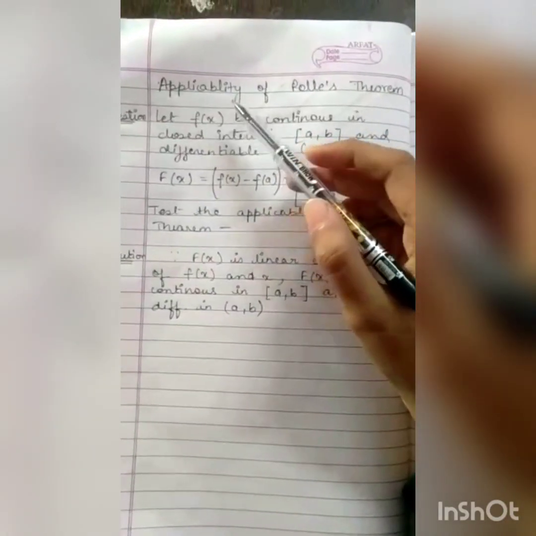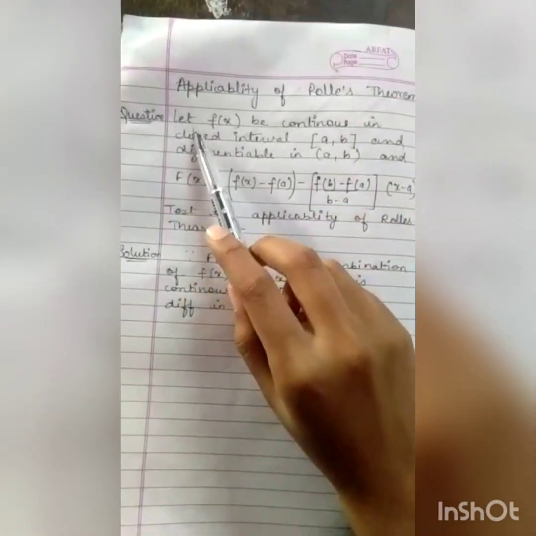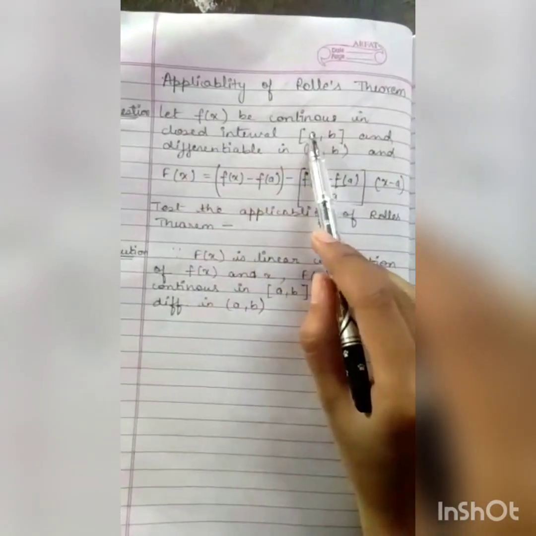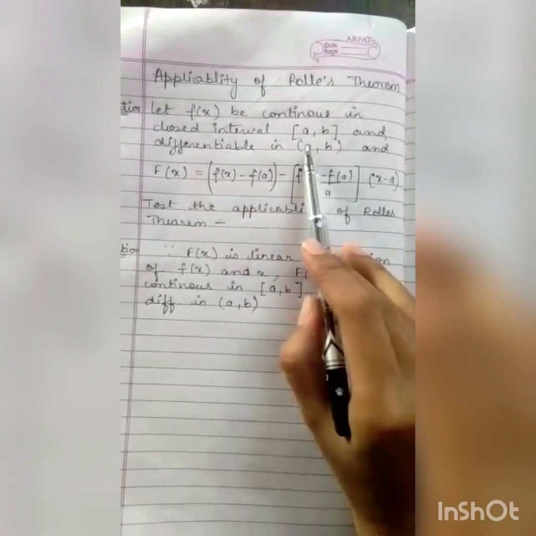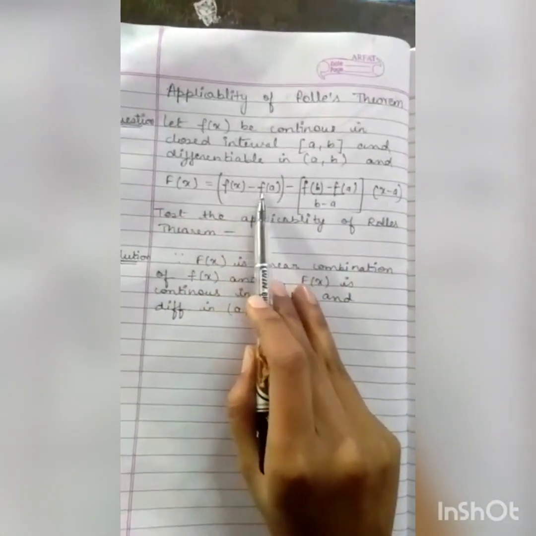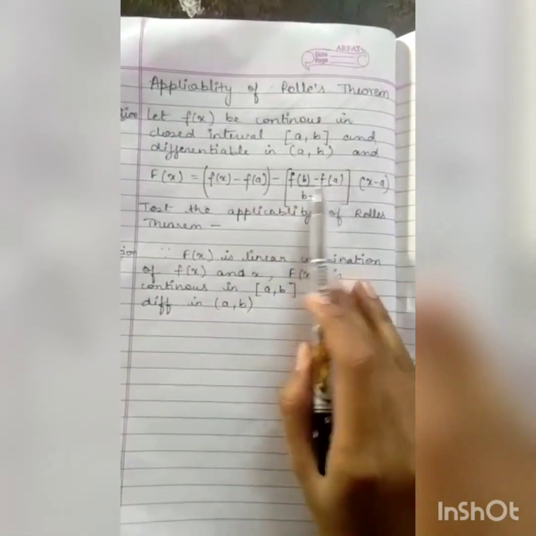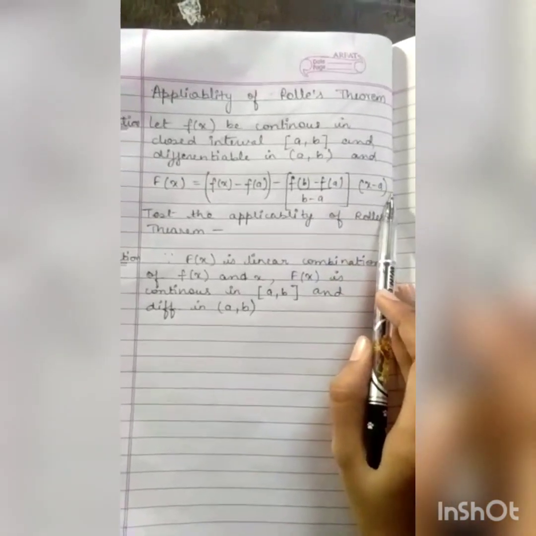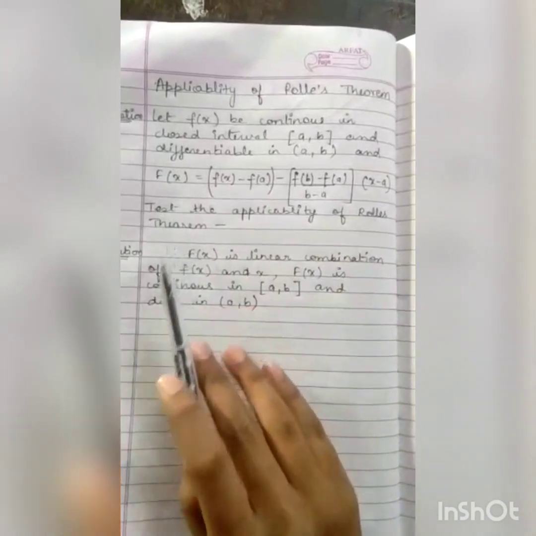Now let us see the applicability of Rolle's theorem. So the question is: let f(x) be continuous in closed interval [a, b] and differentiable in open interval (a, b), and F(x) is equal to f(x) minus f(a) minus [f(b) minus f(a)] upon (b minus a) into (x minus a). Test the applicability of Rolle's theorem.